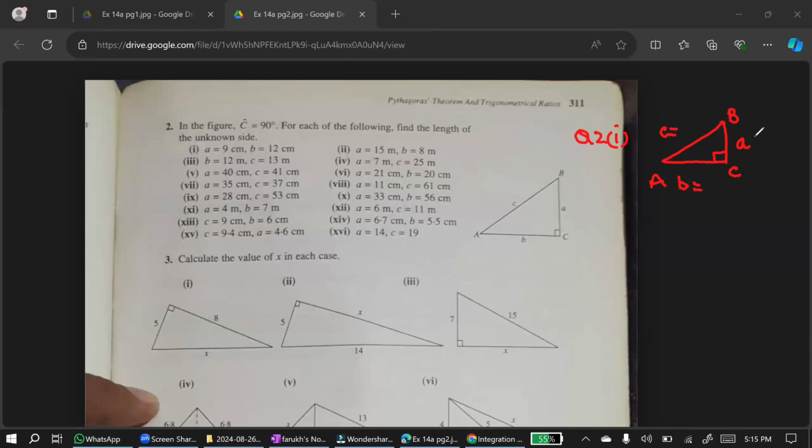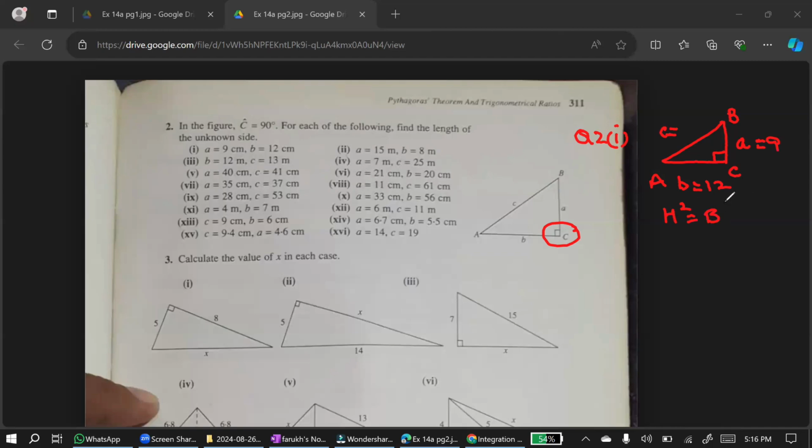Now, a is 9. b is 12. Now the question is, in the diagram C is equal to 90 degree. Yes, it is 90 degree. For each of the following, find the length of the unknown side. Which side is unknown in this case in part number 1? C. And this one is a right angle triangle. We have two sides. To find out the third side, we will use the Pythagoras rule.